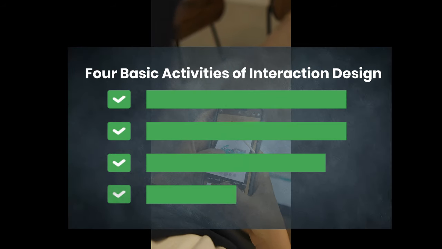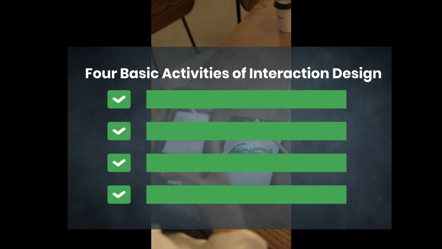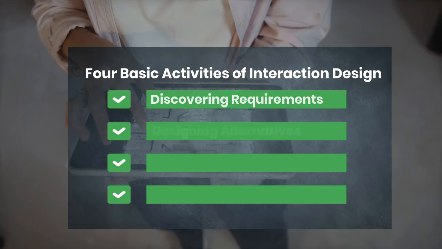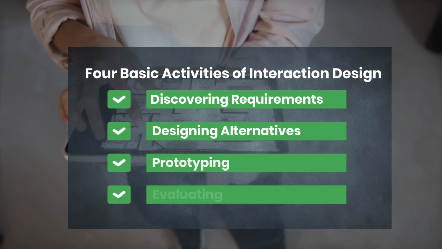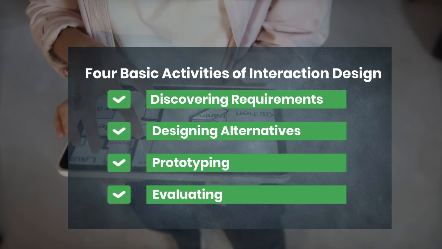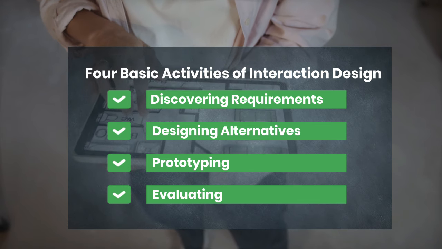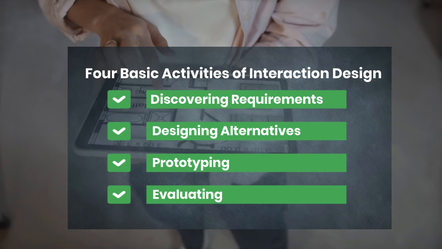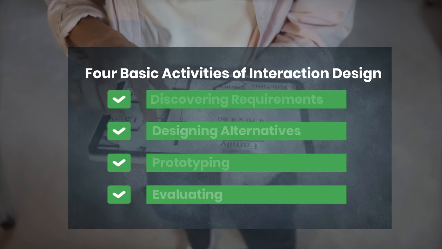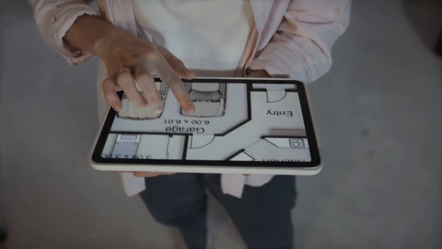4 Basic Activities of Interaction Design. The 4 basic activities for interaction design are as follows. 1. Discovering requirements for the interactive product. 2. Designing alternatives that meet those requirements. 3. Prototyping the alternative design so that they can be communicated and assessed. 4. Evaluating the product and the user experience it offers throughout the process.